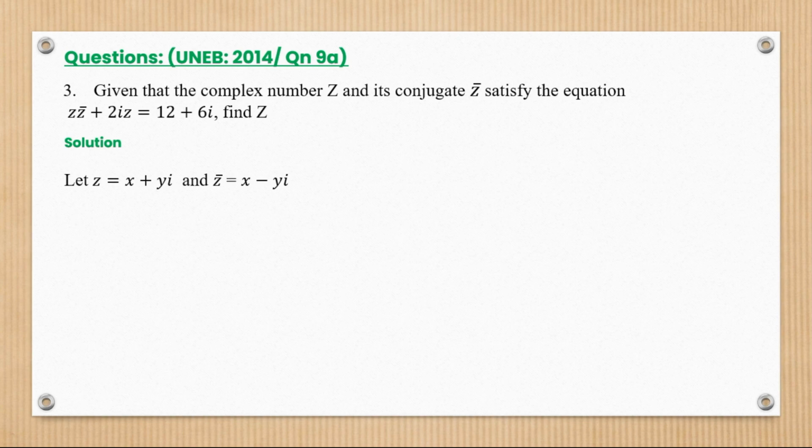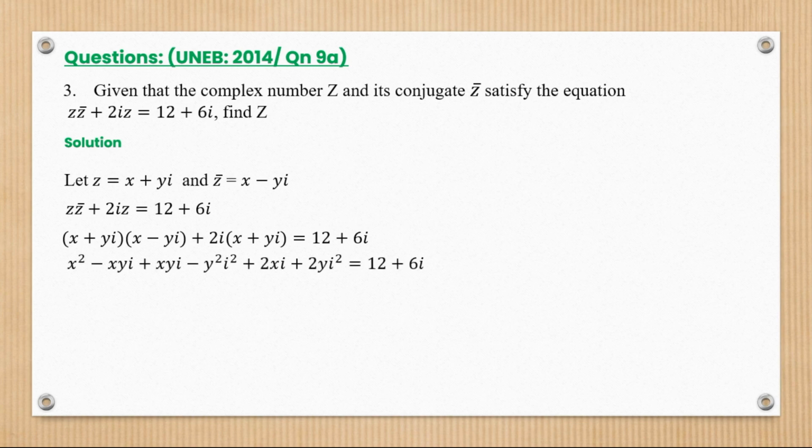So that's basically the opposite of that. So this is our equation right here. Now we can substitute the value of z and the value of the conjugate into that equation, so we end up having that. The main goal is we're going to first solve for x and y, and then we'll find the values of z.